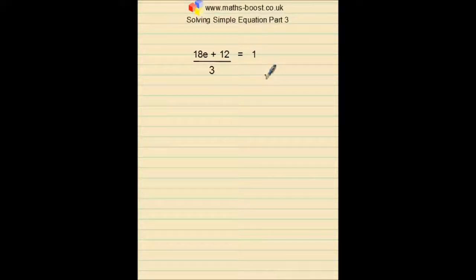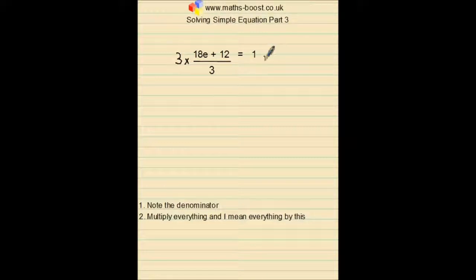The most important thing I can say about this is that it's an equation with a fraction. So the method is just the same. I note the denominator, plus 3, and I multiply everything by this. Again, the whole point is that this fraction cancels, leaving me with a normal equation. And you know how to solve this.